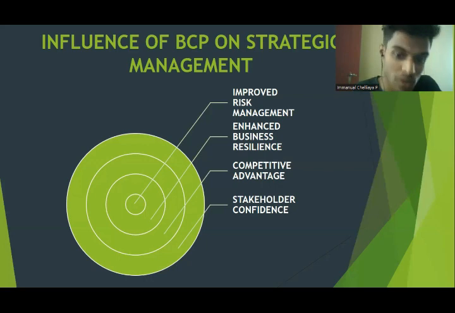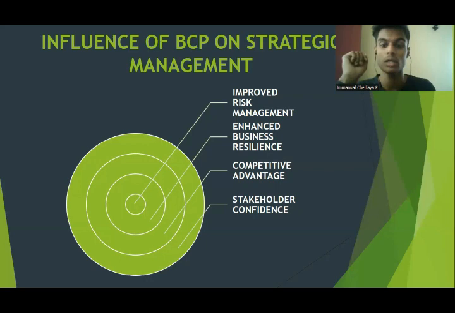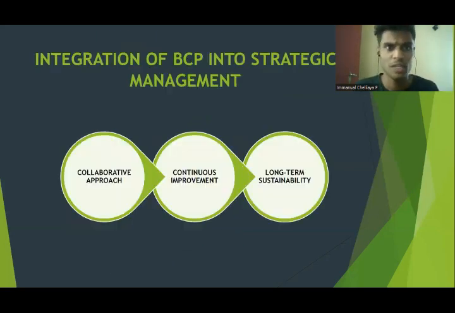Next, we move to stakeholder confidence. When a BCP is implemented in an organization, it helps to demonstrate a commitment to business continuity, as I've mentioned earlier. With BCP planning implemented, the company can continue without disruption, thereby building trust among customers, investors, and any kind of partners, and increasing the stakeholders' loyalty and trust. We move to the final part of this presentation, which is integration of BCP into strategic management.